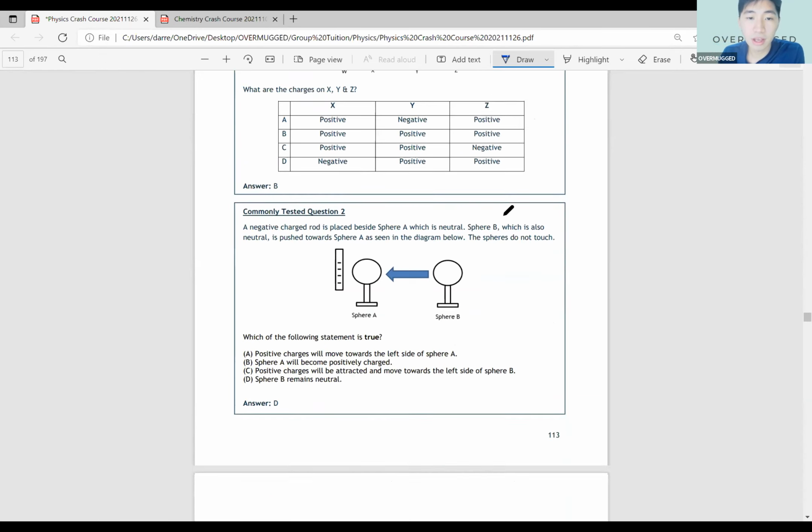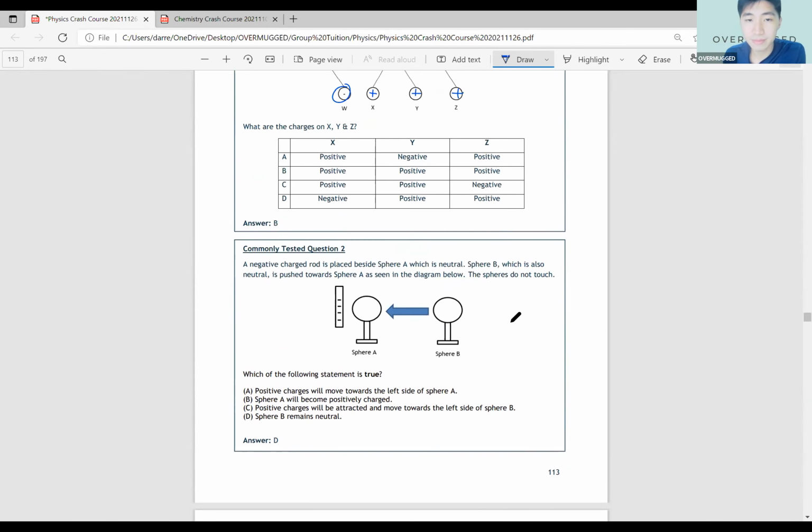Then we can take a look at commonly tested question 2 as well. There's one keyword. If the spheres do not touch, there will not be a movement of electrons or negative charge. So conductors need to be in contact in order for the movement of charges to occur. So if sphere A and sphere B do not touch each other, sphere B would remain neutral, regardless of what you're doing with sphere A. As long as they don't touch, there's no transfer of charges.